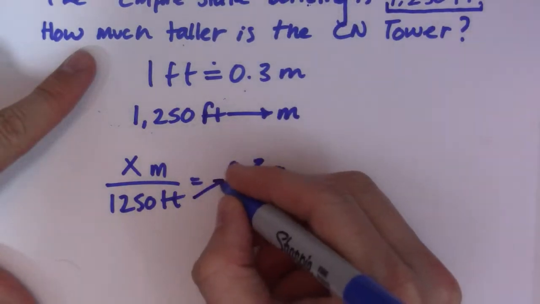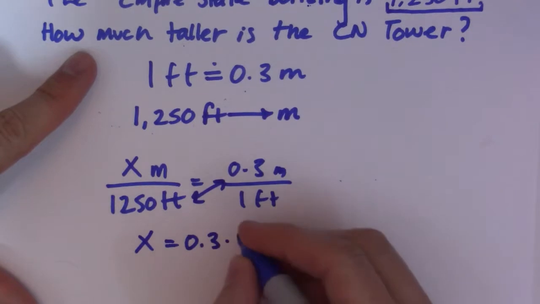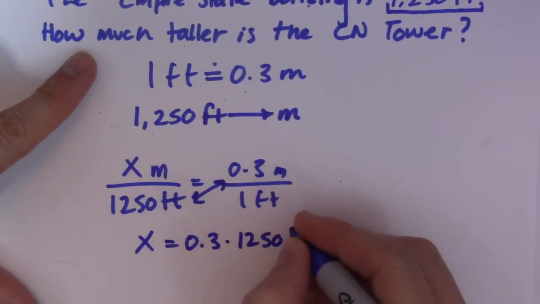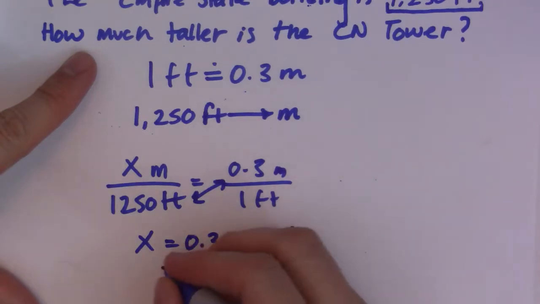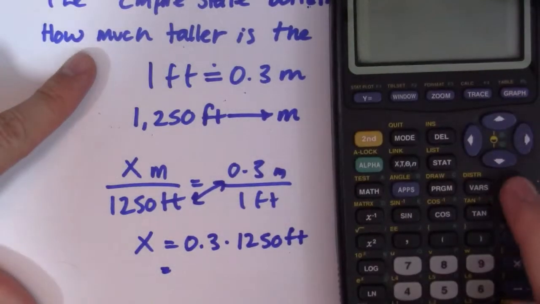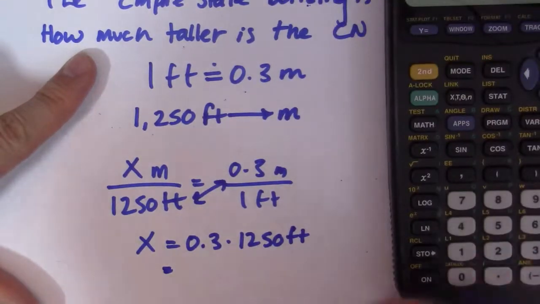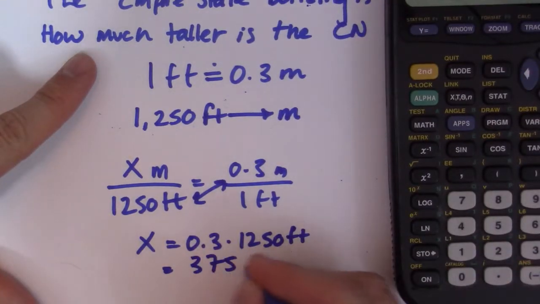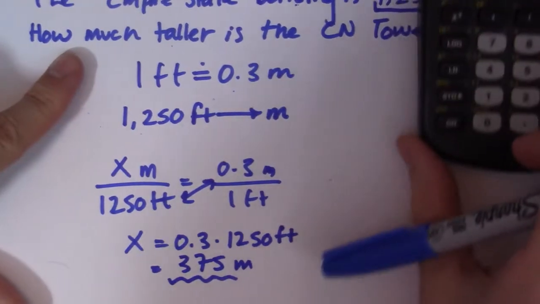Now I just cross multiply. So x is equal to 0.3 times 1,250 feet. And that gives us 0.3 times 1,250, which is 375 meters. So now we just need to tell how much more, so we'll just do a little bit of subtraction.